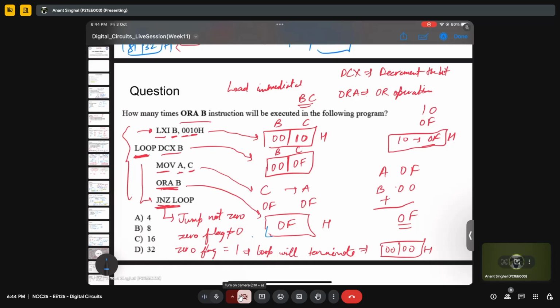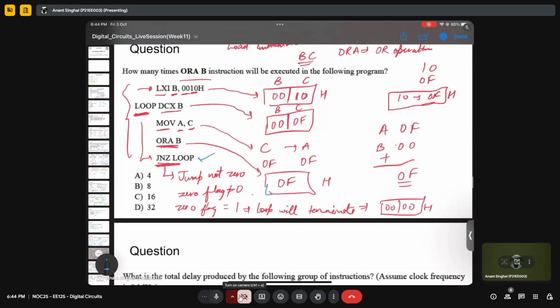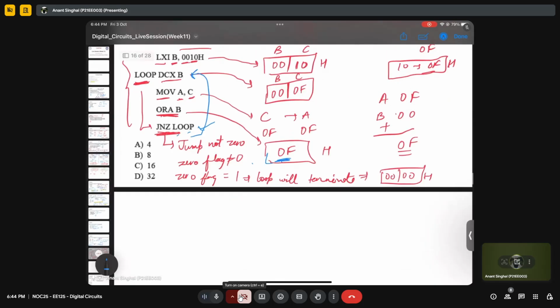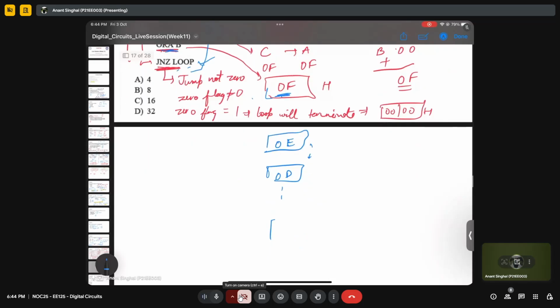Okay, so let me try it. The first loop has already ended and it has given 0F as output. Since it is not 0 yet, it will run again and decrement one more, right? The second time we'll have 0E, then we'll do the OR of A with C, which will again be 0E. Then the next time we'll have 0D, and so on. At some point it will become 00, right? Then the loop will terminate.